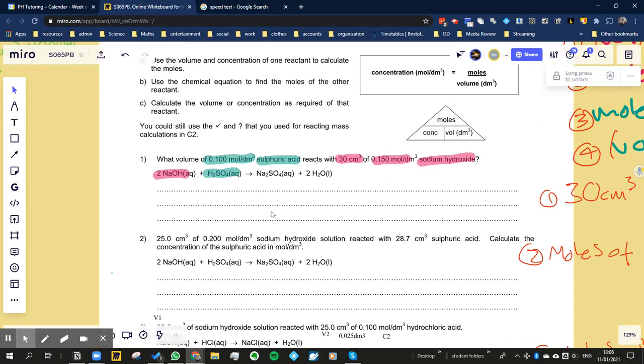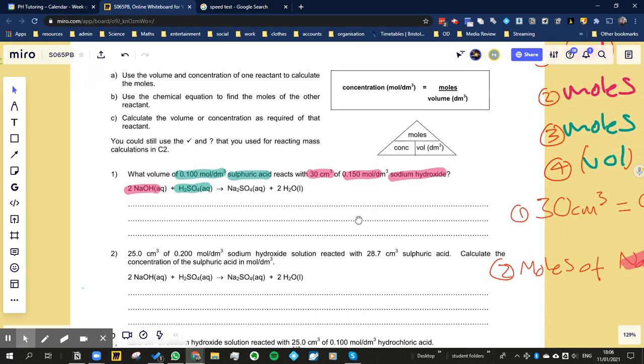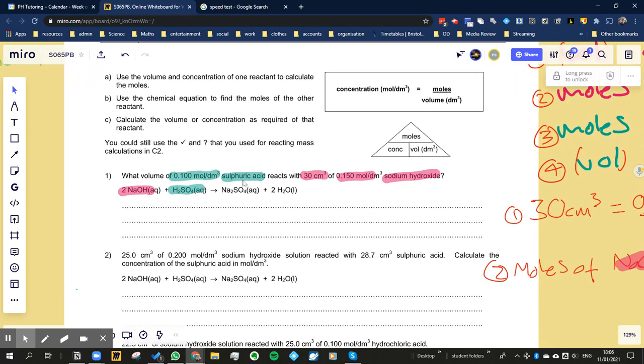So we've got this titration calculation. We're saying that the concentration of sulfuric acid was 0.1 moles per decimeter cubed, but we want to know the volume. So that makes this the target substance.